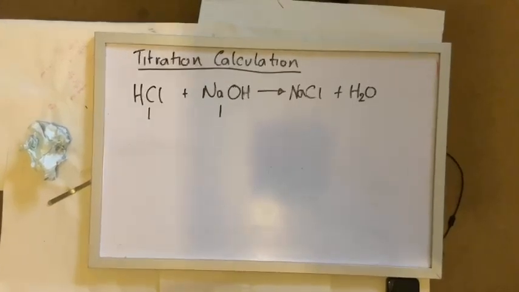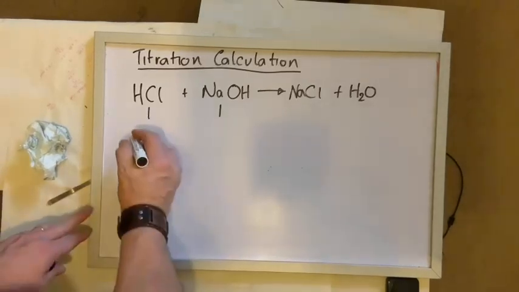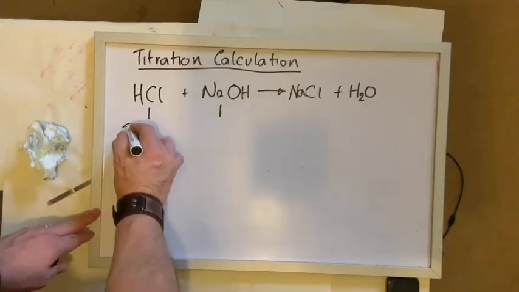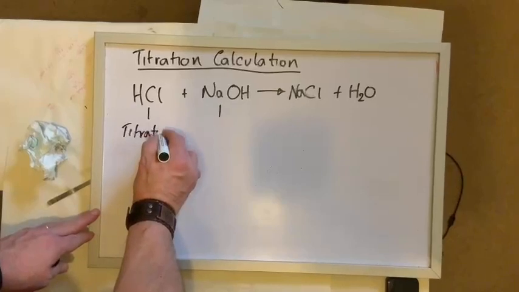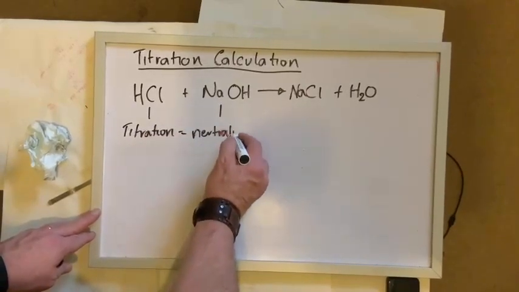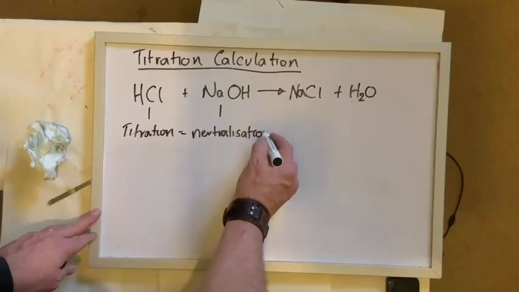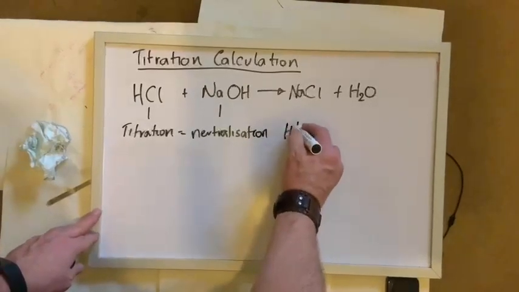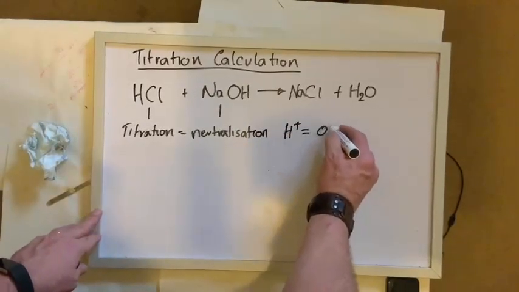What we are looking for is some method of measuring the H pluses and OH minuses, because in a neutralization reaction, which is what this is, they have to be equal. So titration equals a neutralization. So H plus equals OH minus.